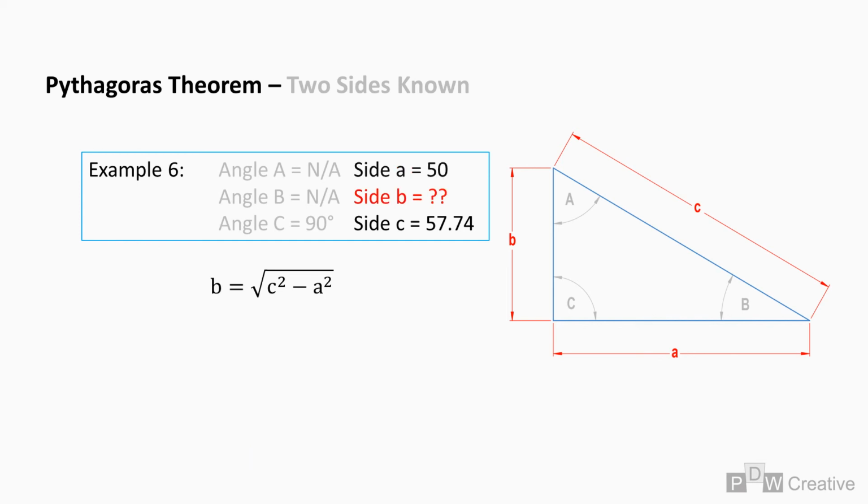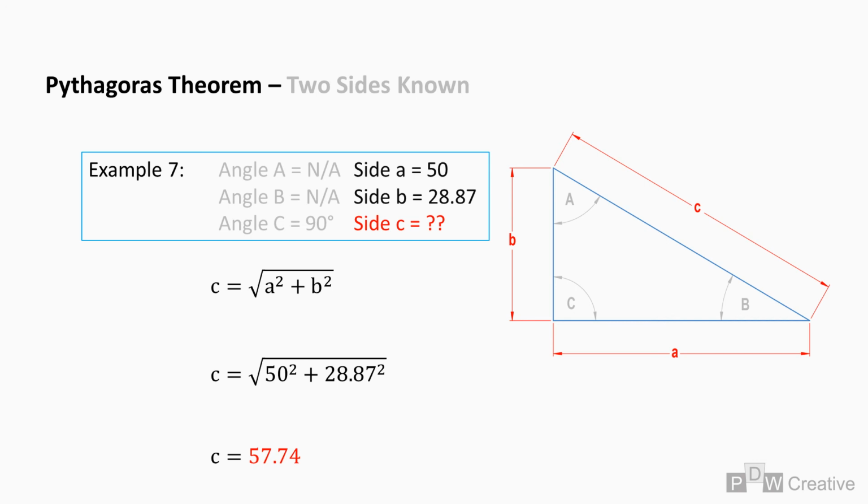Example 6. Side B is calculable by the square root of side C squared minus side A squared. Side B equaling the square root of 57.74 squared minus 50 squared. Side B equals 28.87. Example 7. Finally, side C is calculable by the square root of side A squared plus side B squared. Side C equaling the square root of 50 squared plus 28.87 squared. Side C equals 57.74.